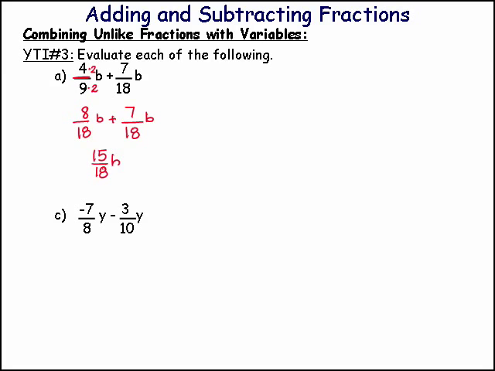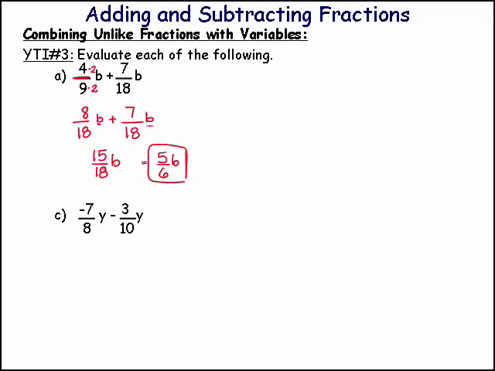15/18 b. Because these are common, they are like terms, so we can add them together. Now you always have to look at the fraction and see, can I reduce that fraction at all? Well, there is a 3 in each, and you do get 5/6 b. Okay, that is the answer that we get.